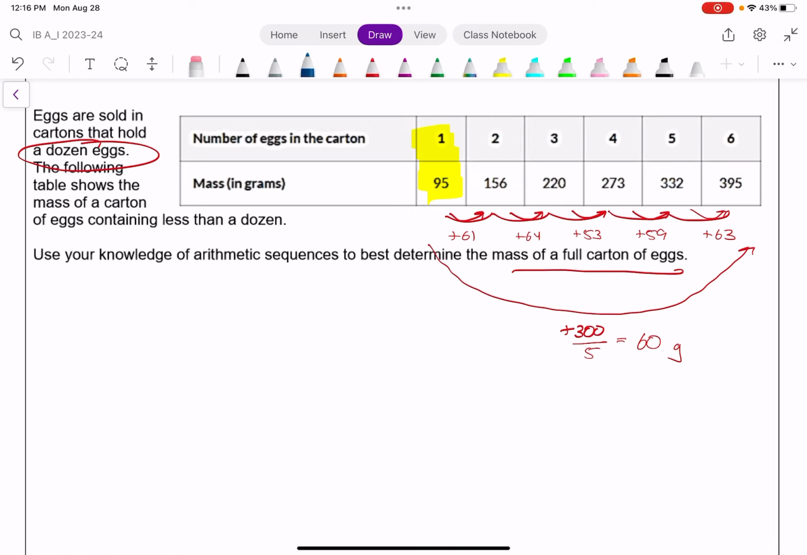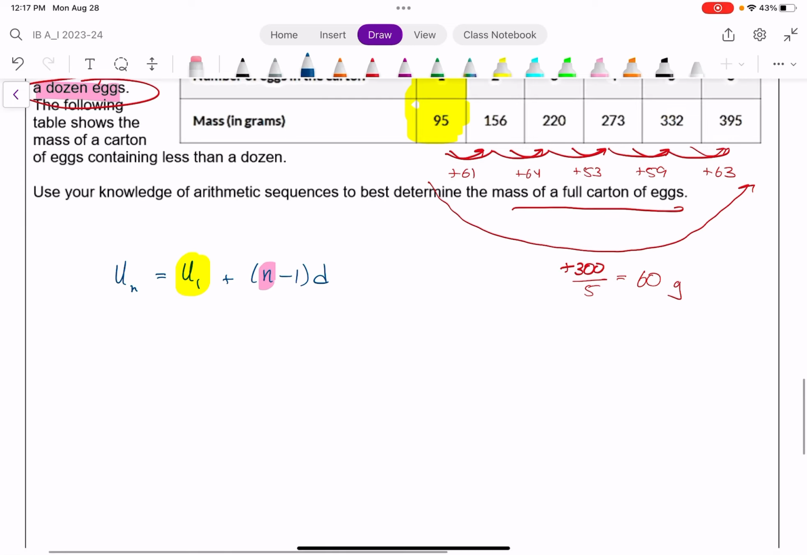One option is just to use this formula here, our basic arithmetic sequence formula. Because if I set it up like this, then I'm imagining this being the first term, 95, like I've stated. And if I want to find a full carton of eggs, then I want to imagine this here being 12 terms. I want to find U12. I want to find the 12th term. And a perfectly great way to do it. And so I'll finish it off, then I'll mention one other approach.